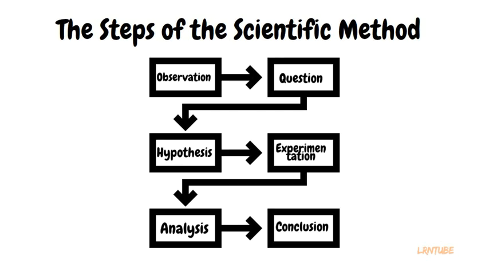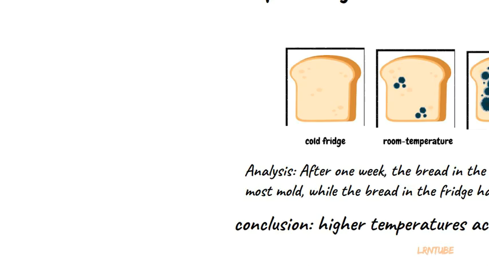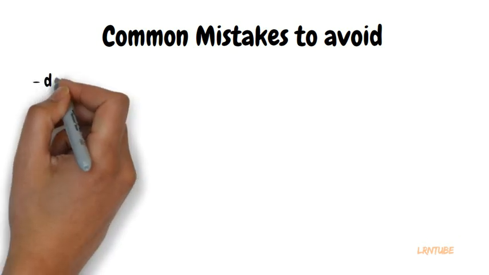A common misconception about the scientific method is that it is a rigid linear checklist, but in reality, it is an iterative process, a cycle, not a straight line. Scientists have often had to back up and repeat steps based on new information. The result of one experiment can become feedback that will improve the next round of questioning. So let's look at common mistakes to avoid when using the scientific method.